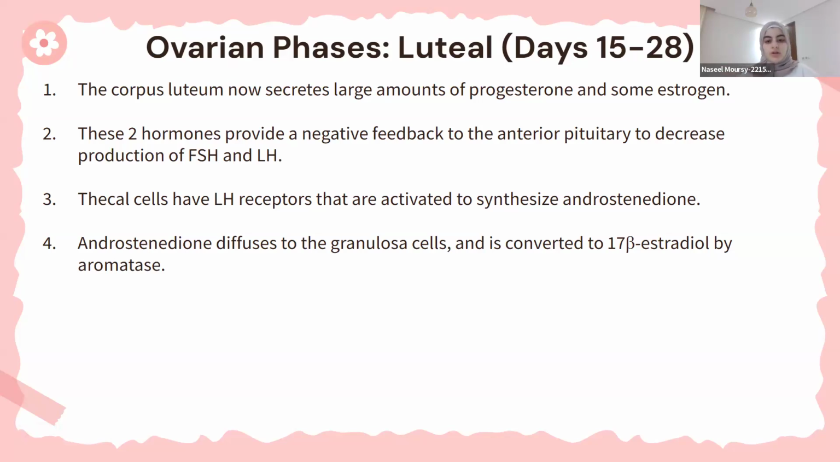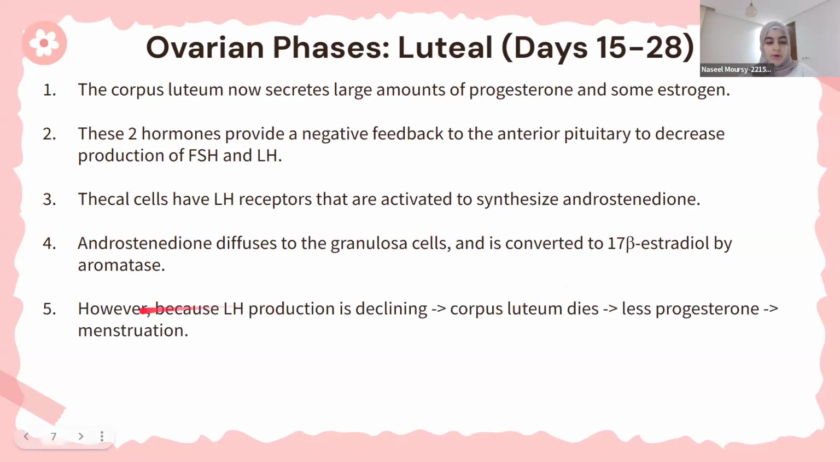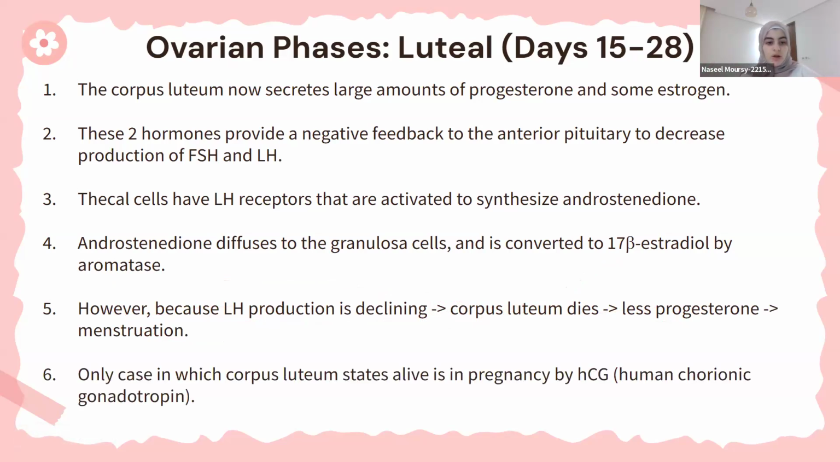All right. So now, because LH production is declining, we said the corpus luteum dies, and you get less progesterone, and you get menstruation, because progesterone is what's needed to maintain the integrity of the endometrial wall. So if that doesn't work, then the wall will start shedding, and you get menstruation.